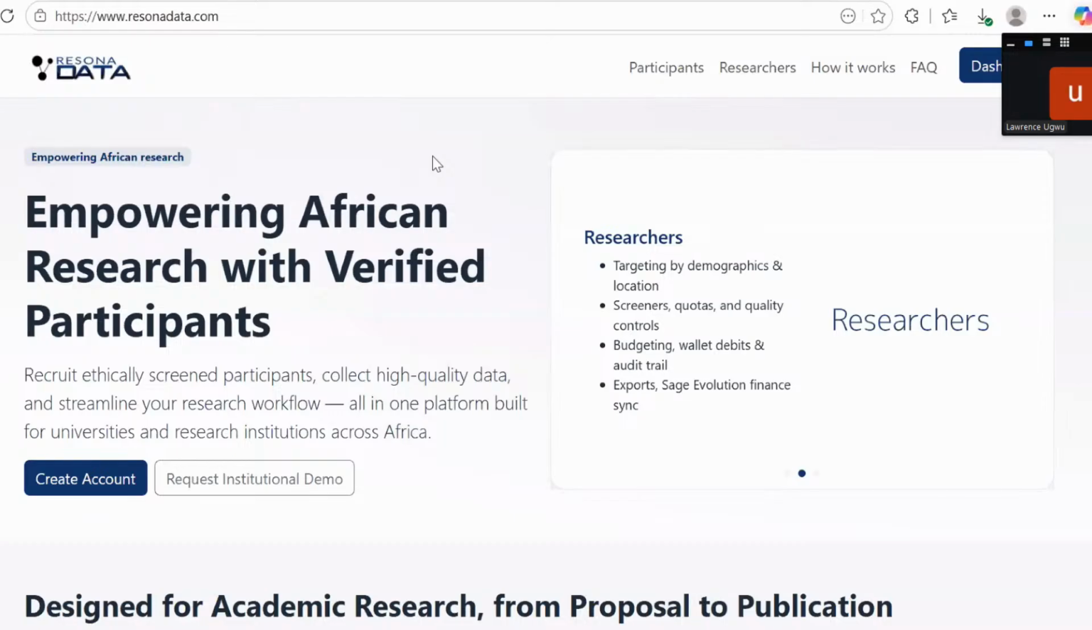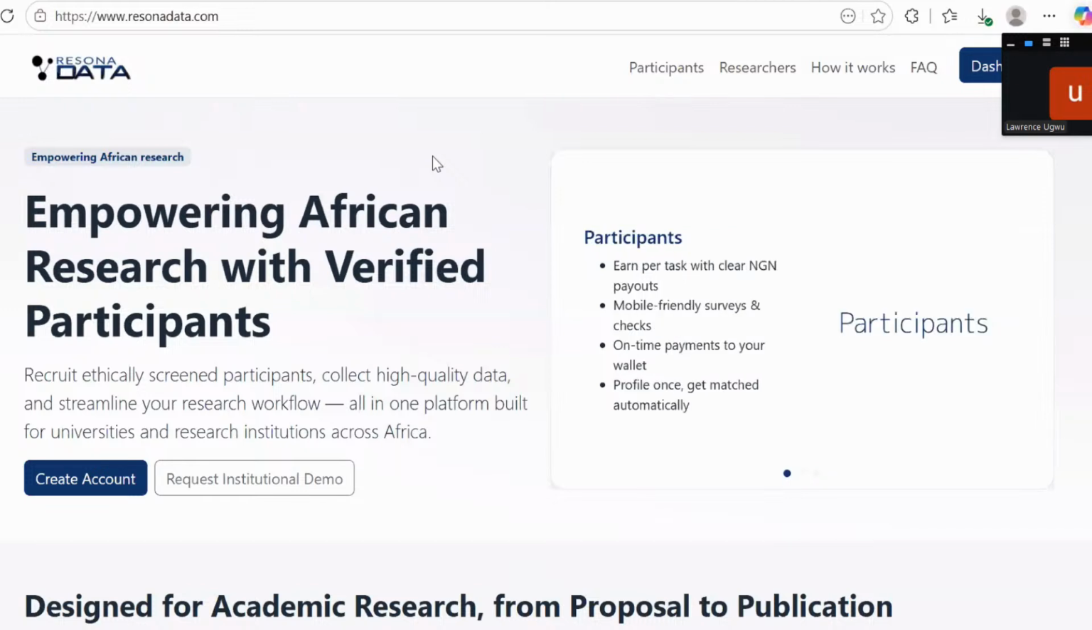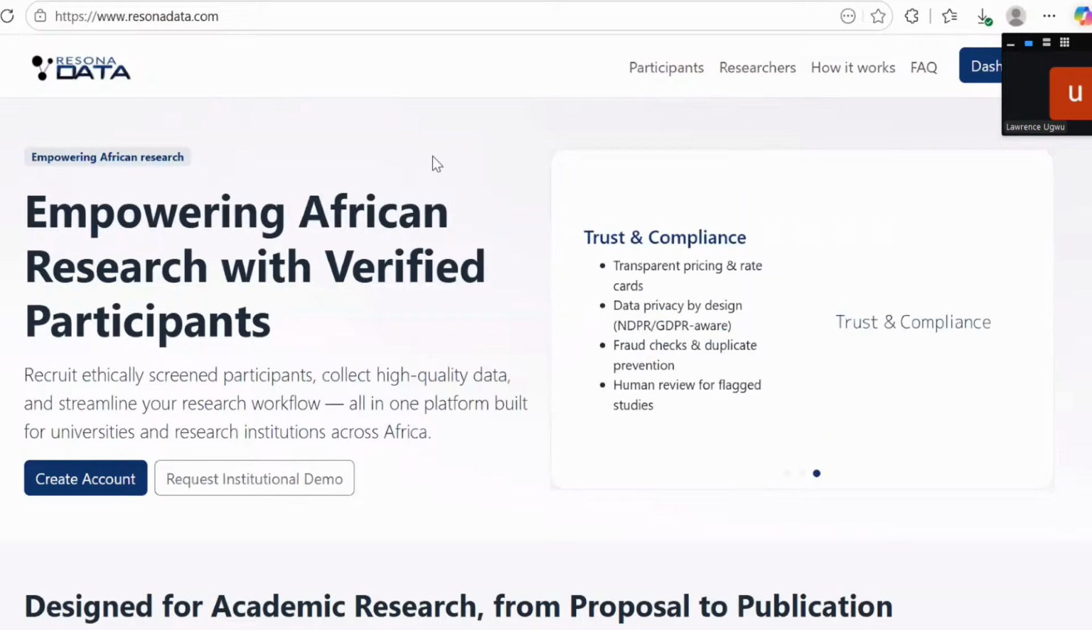Godwin described, we have embedded them here to make sure the data you collect from the platform is of high quality. So part of what we are doing now is to encourage postgraduate students to engage in collecting quality data, and we are building the community to make it easy for you. So we expect you all to go to resonadata.com. You can register as a participant.